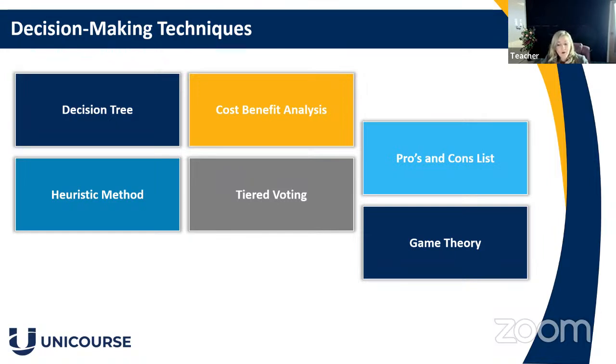The tiered voting, not all decisions need to be made by a single person, and I'm going to go into that in a little bit more detail in a minute. But I like this method because it asks a group. It's good if the whole department needs to decide on a way forward on something, because you can have quite a few options and get people to vote on them.